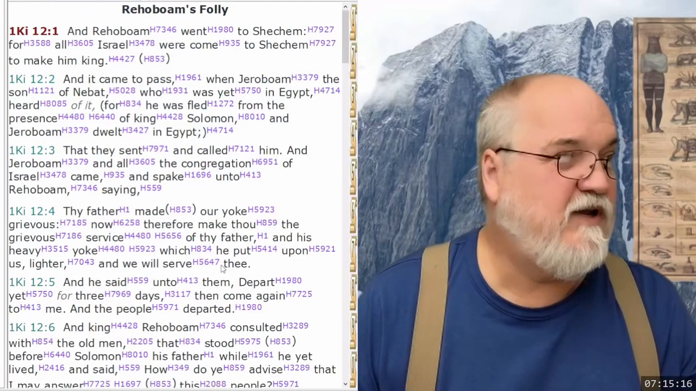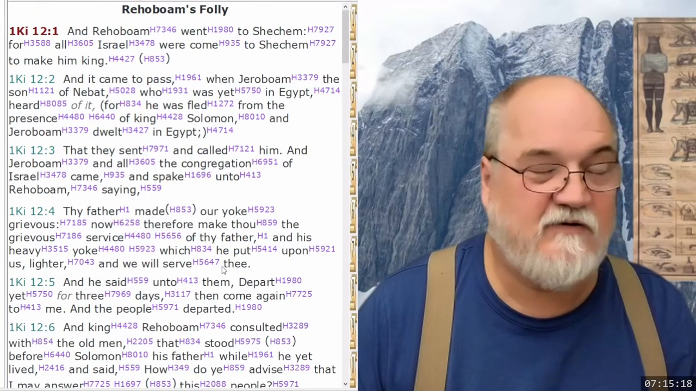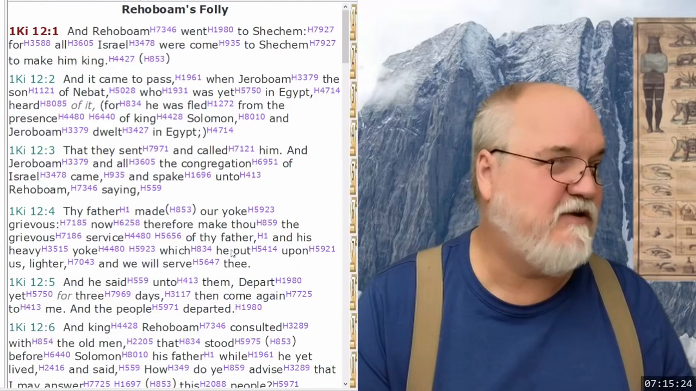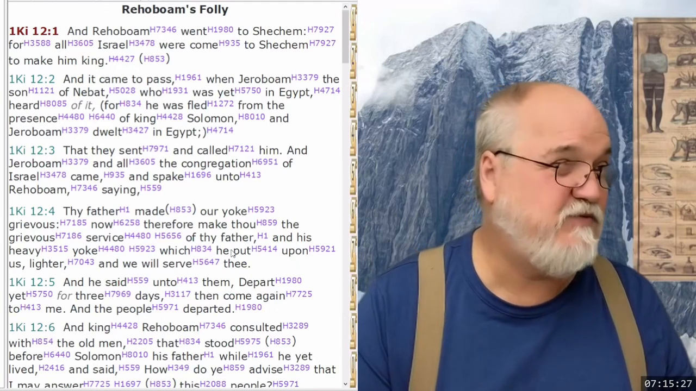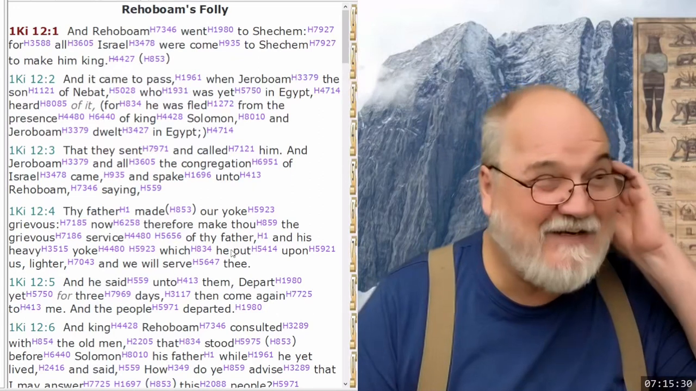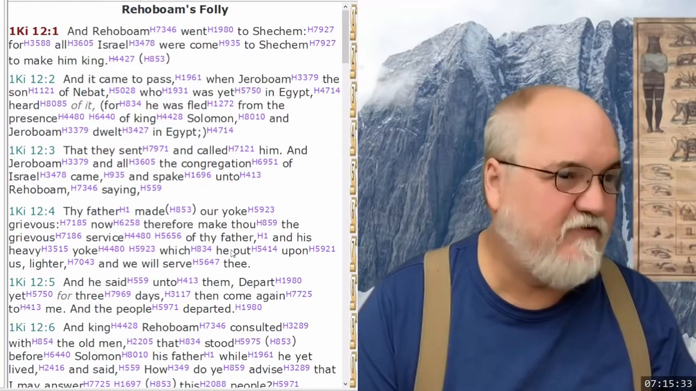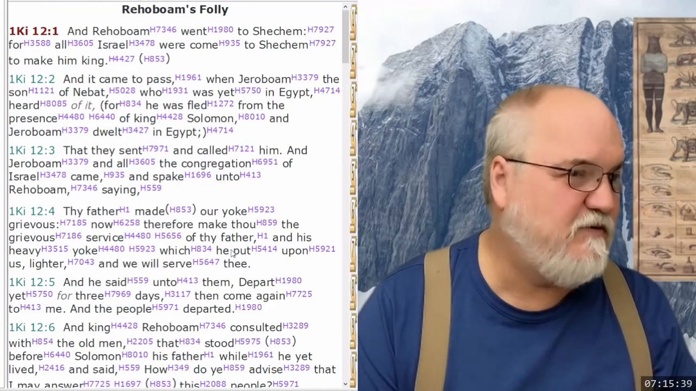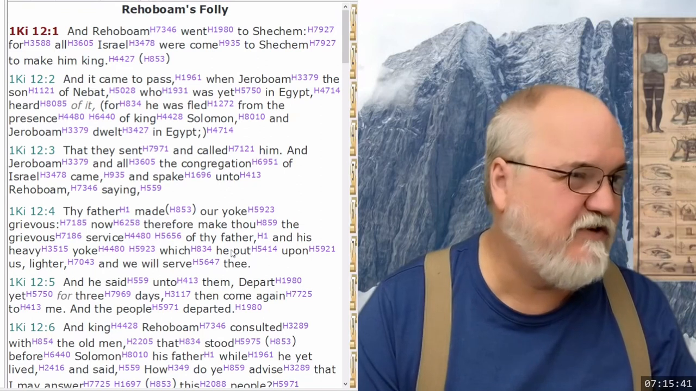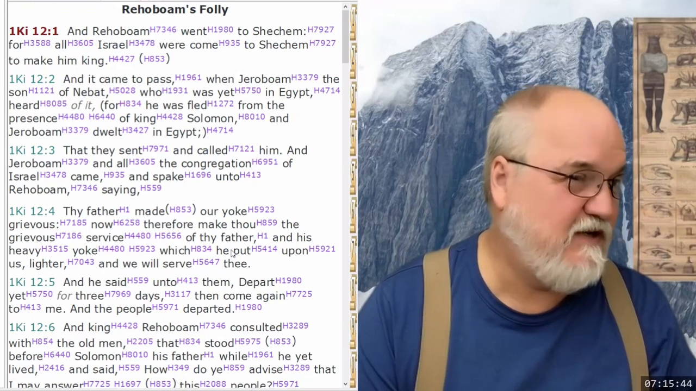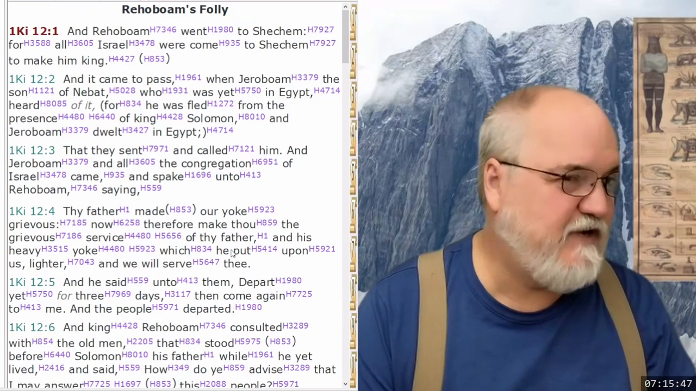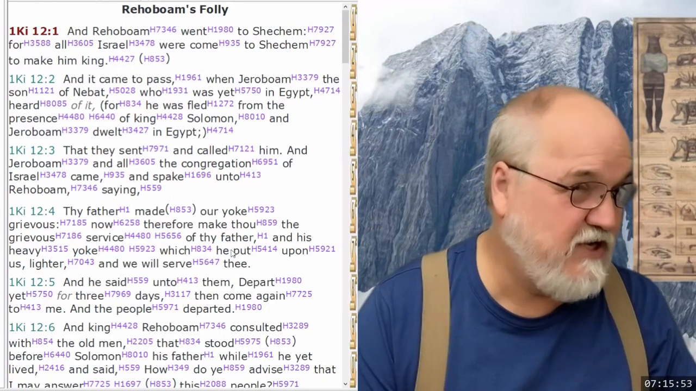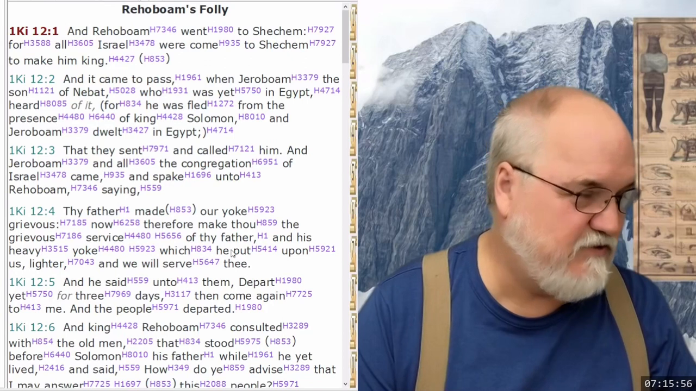Okay, so in 1 Kings 12, verse 1, it says, and Rehoboam went to Shechem, for all Israel were come to Shechem to make him king. And it came to pass when Jeroboam, the son of Nebat, who was yet in Egypt, heard of it, for he was fled from the presence of King Solomon, and Jeroboam dwelt in Egypt, that they sent and called him, and Jeroboam and all the congregation of Israel came, and spake unto Rehoboam, saying, thy father made our yoke grievous. Now, therefore, make thou the grievous service of thy father and his heavy yoke, which he put upon us, lighter, and we will serve thee.